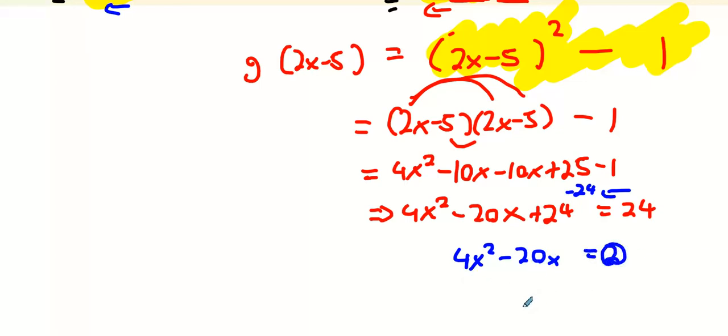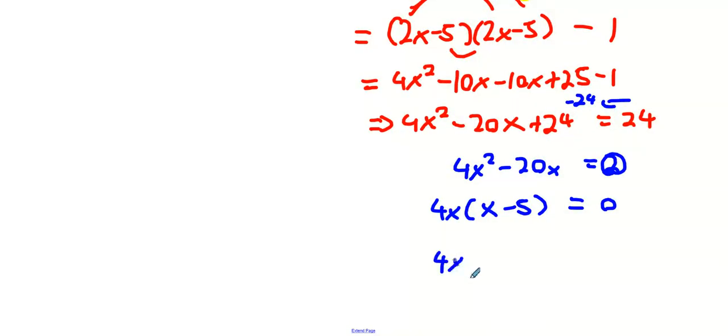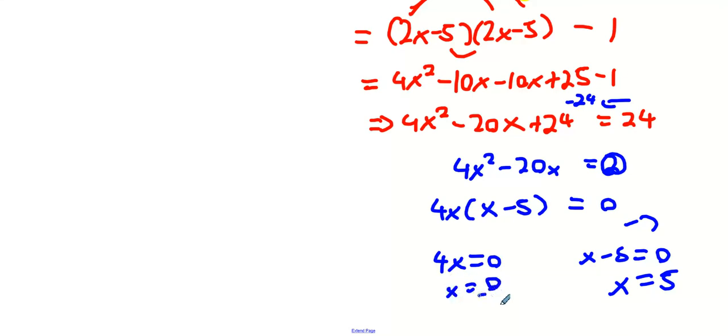You can look at both of these and say, what can I take out of both of them? Well, I can take out 4x, and what that'll leave behind is x take away 5 equals 0. Then you have 4x equals 0, and x minus 5 equals 0. Bring over the 5, so x equals 5. And for the other, divide by 4 on the right, and once again, you get x equals 0.